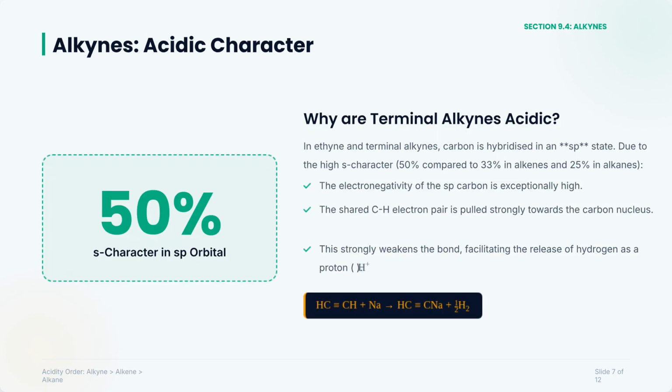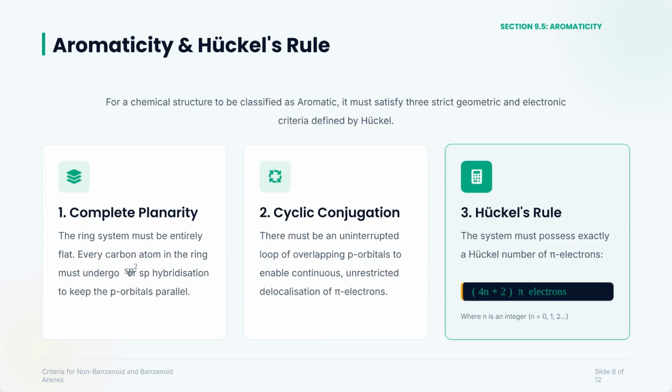Terminal alkynes are acidic. Because of the 50% s character in their sp hybridized carbons, the shared electron pair in the C-H bond is pulled strongly toward the carbon, facilitating the release of a proton. To be aromatic, a structure must meet three criteria: complete planarity with sp2 hybridization, a loop of overlapping p orbitals for cyclic conjugation, and a Hückel number of pi electrons.